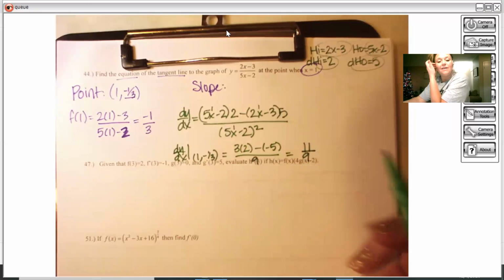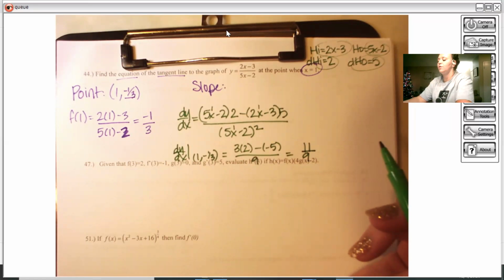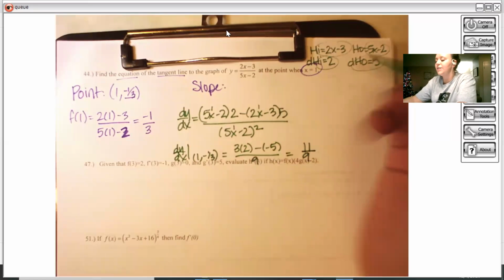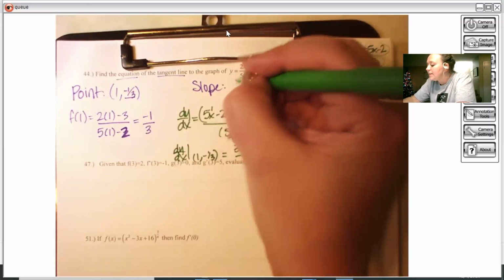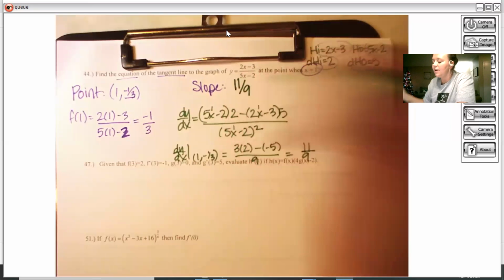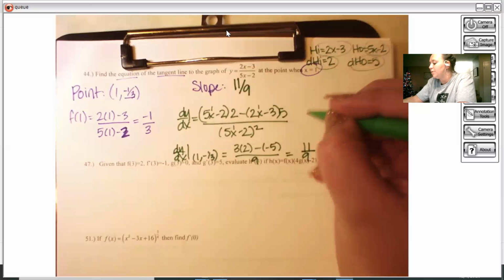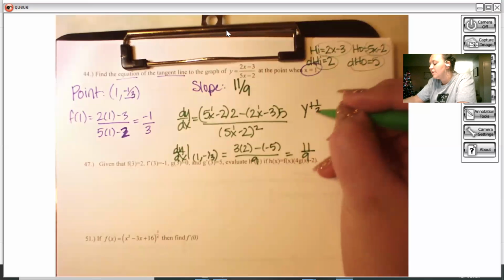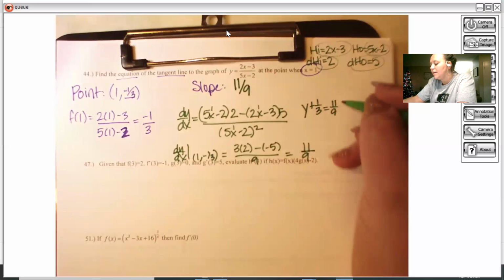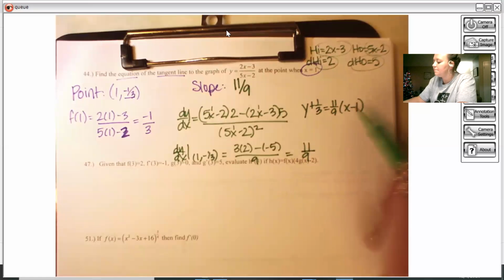So your slope is 11 over 9. And then from there, you would just write the equation of your tangent line. So my slope is 11 over 9. Okay, yeah, that looks good. And then from there, you would do y plus a third equals 11 over 9, x minus 1.